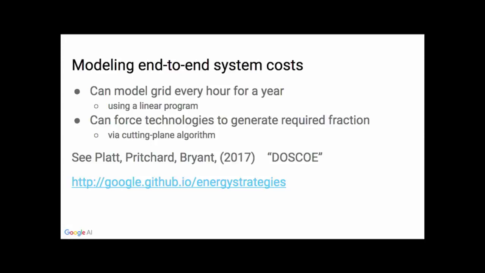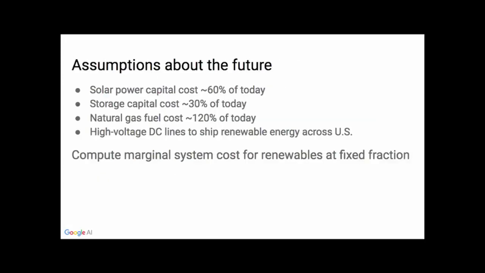So let me tell you about one result we've got from running this model. First I have to tell you the assumptions from the model. These are plausible assumptions of what the future might be like. Solar power is decreasing in capital costs, so let's assume that it's going to be about 60% of today's cost. The cost of storing electricity in giant batteries of some sort is going way down. So let's assume it's going to go down by a factor of 3.